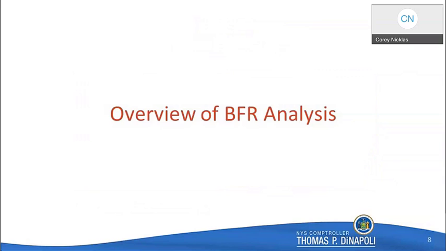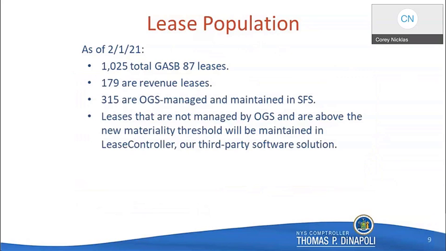So the next two slides will be covering the outcome of the 2/1/21 submissions of toolkits and New York State entity reviews conducted by our office. For our 2/1/21 inventory, there were a total of 1,025 total GASB 87 applicable leases found. 179 of those are revenue leases with a New York State entity receiving money. 315 are OGS managed and are maintained in SFS.